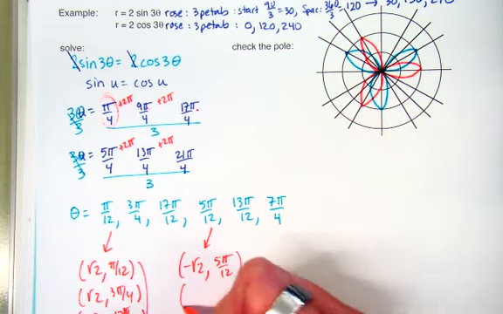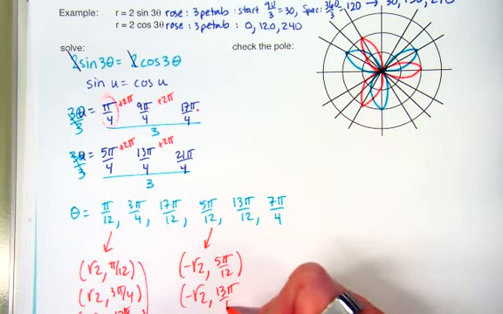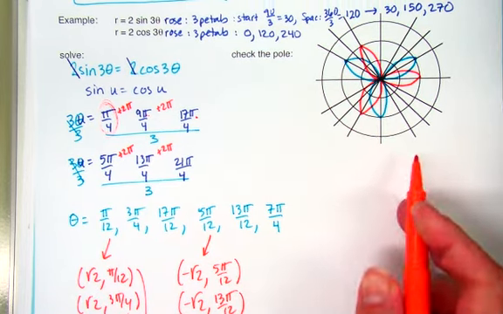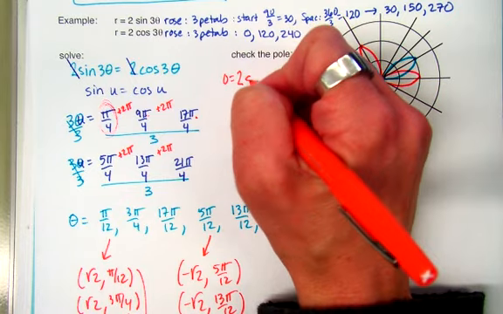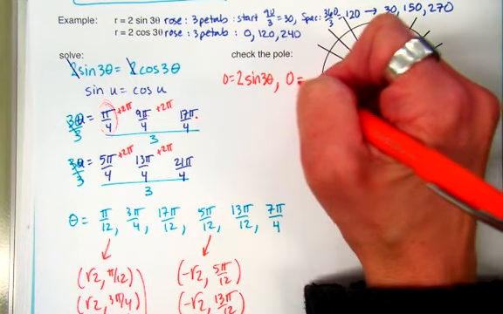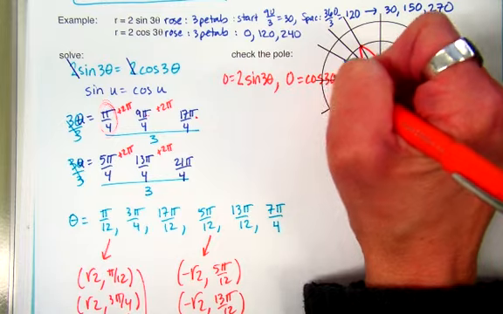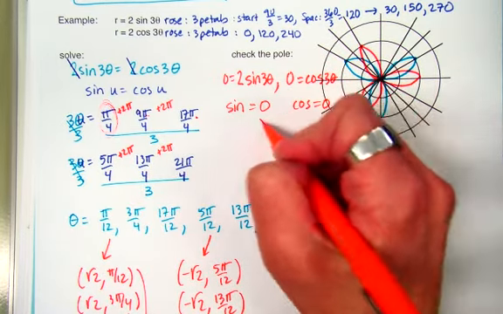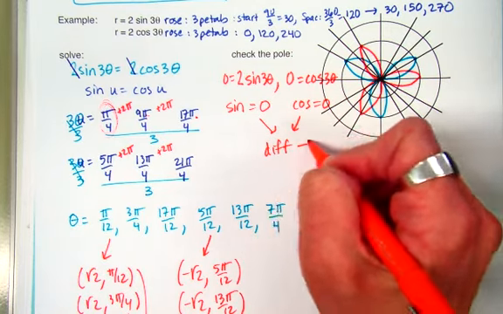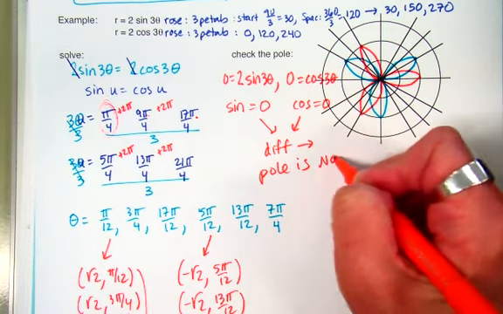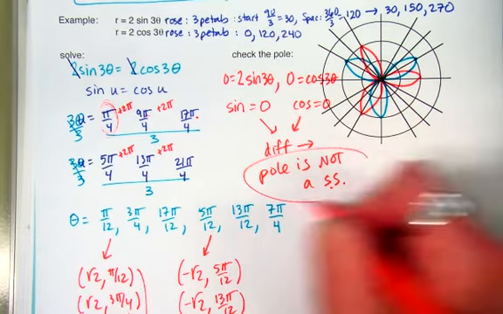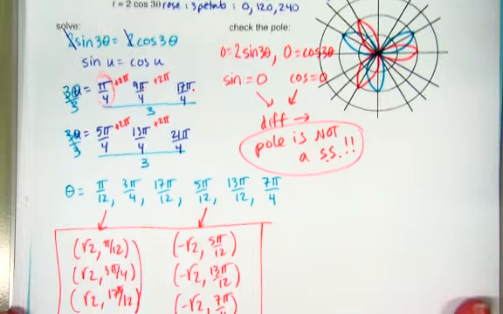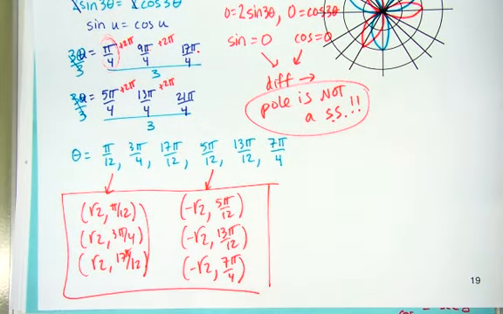Okay, so did the pole come out at all in this answer? No, the pole did not appear. The pole is not a solution. But you could check it by plugging in 0 for r. And what you'll notice is that the sine and cosine are going to be different. So the pole, goodbye, is not a simultaneous solution. And these are your 6 answers. You can check them on the graph. They do all work. You get 6 solutions for this one.